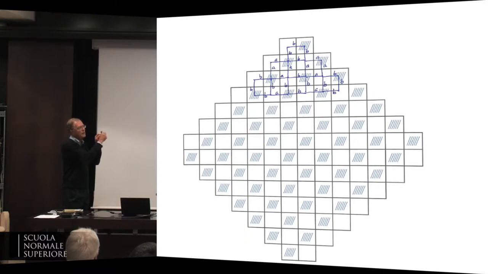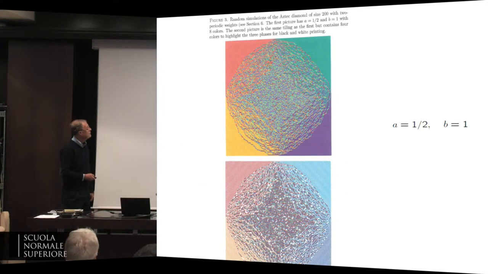That is to say, you put a tile from here to here with a weight A, and here it's with weight B, where B is different from A. So it sort of alternates. And that gives much more complexity. It's still the same geometrical figure, and then it leads to the following figure. Now, especially the lower one.